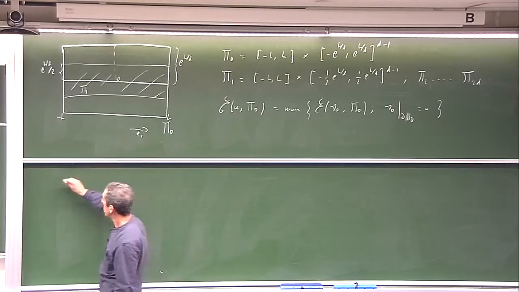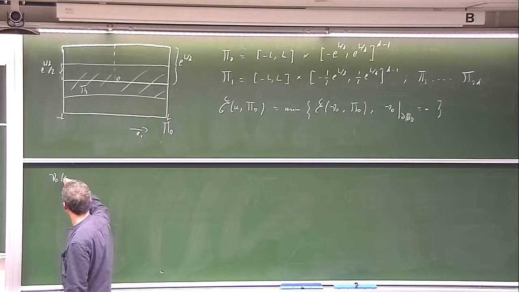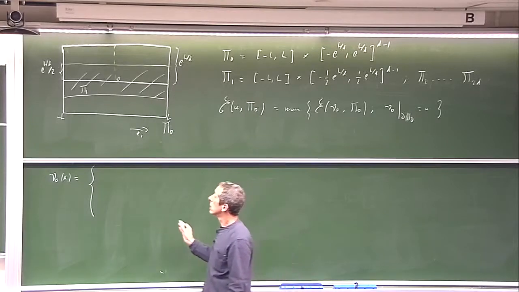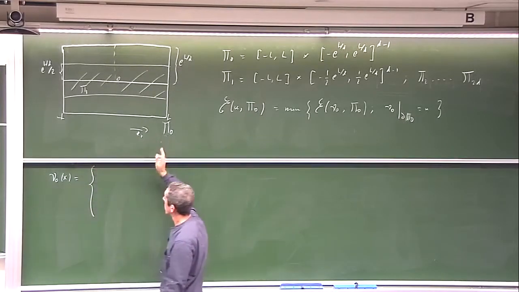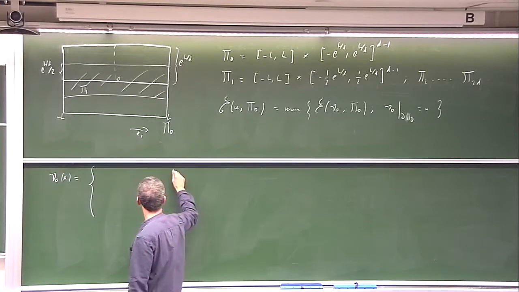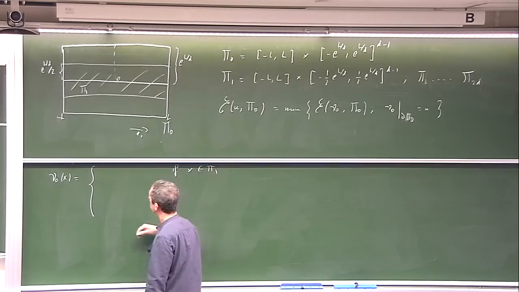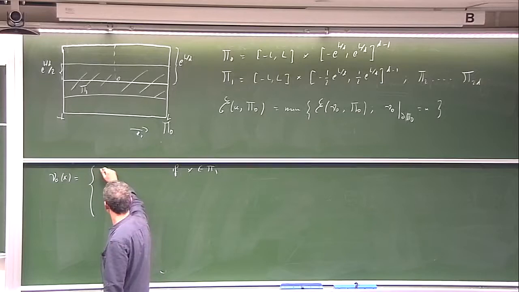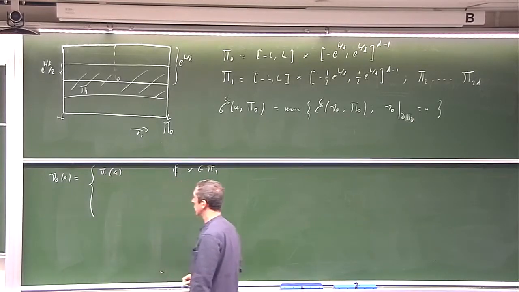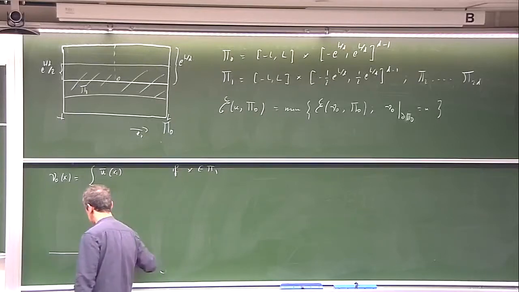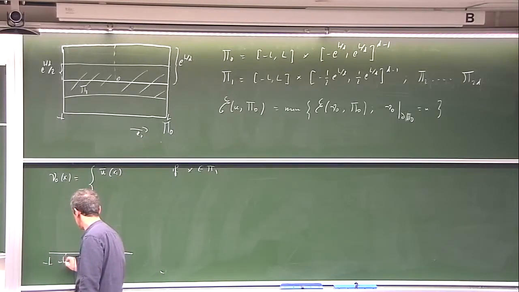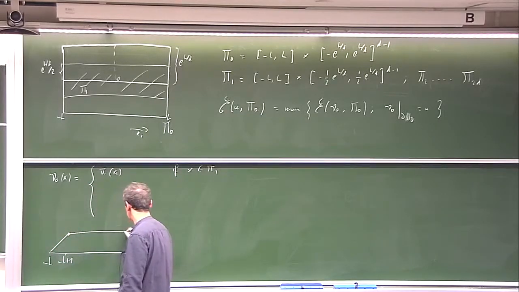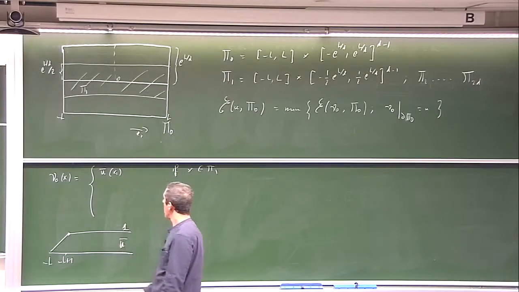So inside pi 1, we choose mu 0 of x equals something. In pi 1 we can choose whatever we want, any function which is 0 here and 1 here. So we choose the same as before. If x belongs to pi 1, then we choose the function I just erased, u bar of the first component. So u bar is the function that between minus L and minus L plus 1 increases with slope 1, and then it's constant equal to 1. This is u bar.